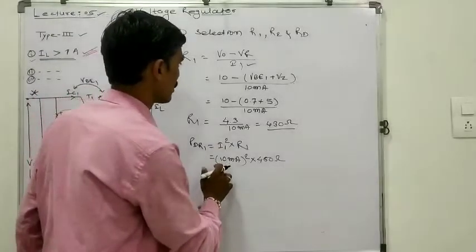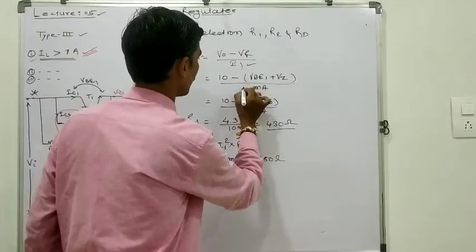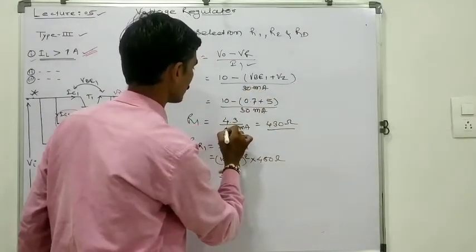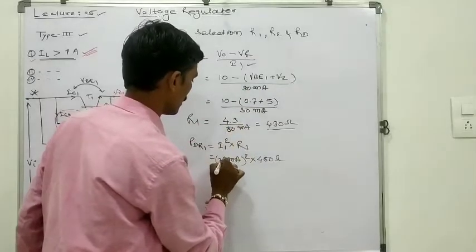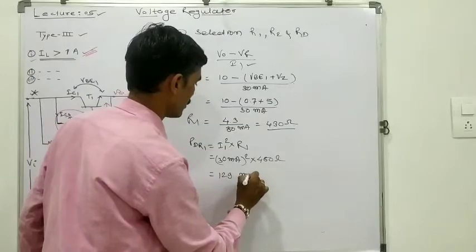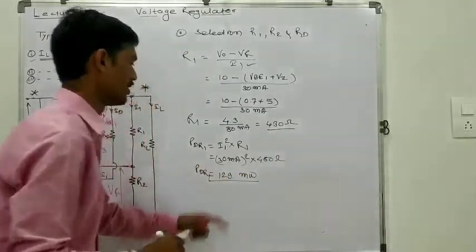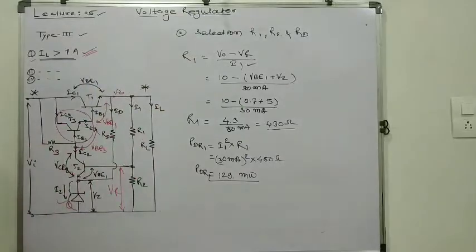Sorry, it is not 10 milliampere. It is basically 30 milliampere. So this is 30 milliampere. So it is 129 milliwatt. If we calculate the power dissipation across the resistance R1, it is 129 milliwatt.